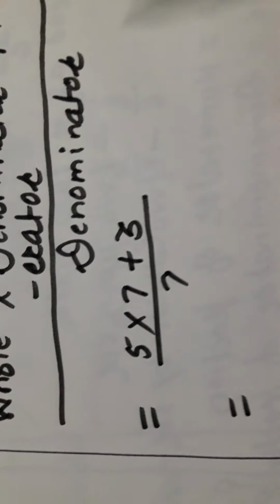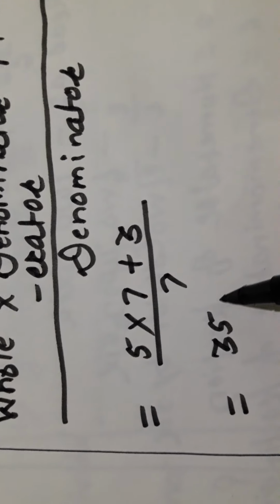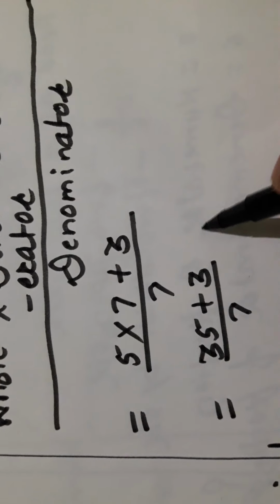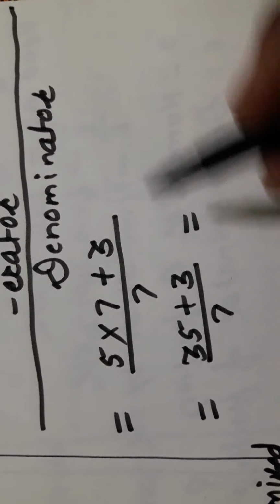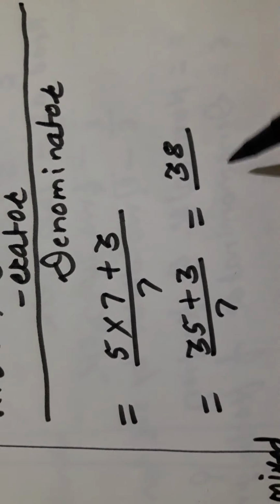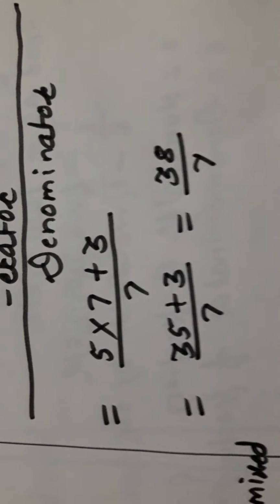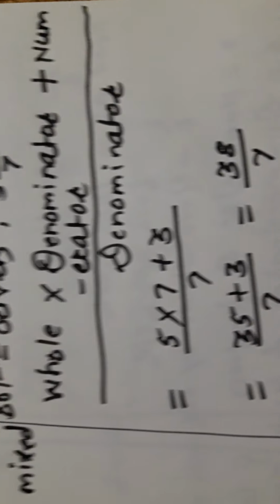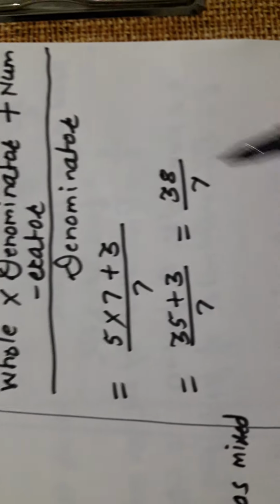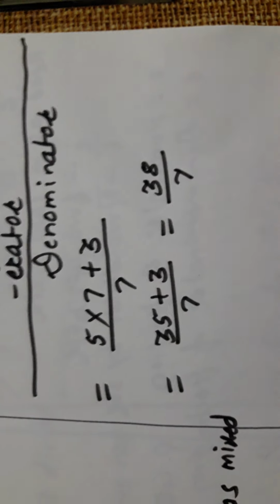See carefully. 7 5s are 35, plus 3, divided by 7, is equal to 35 plus 3, 38, divided by 7. See here, this was the mixed fraction and this is the improper fraction. Are you getting this? Again one example I will show you.